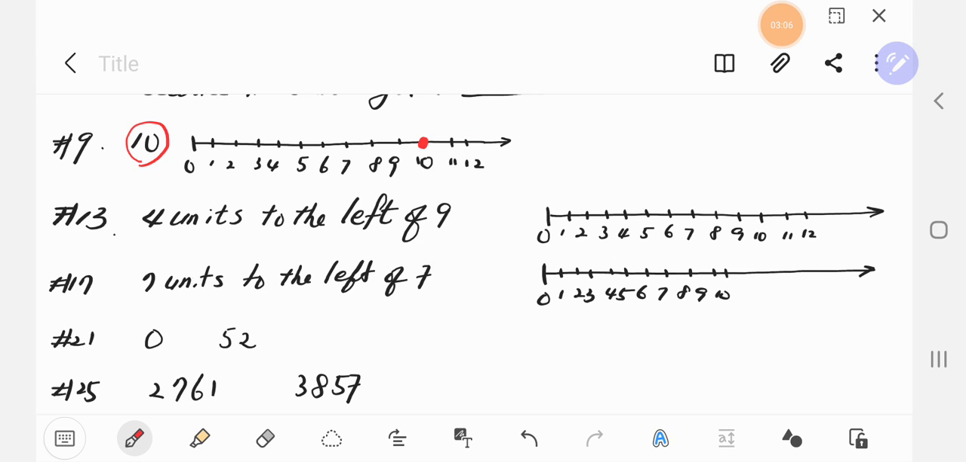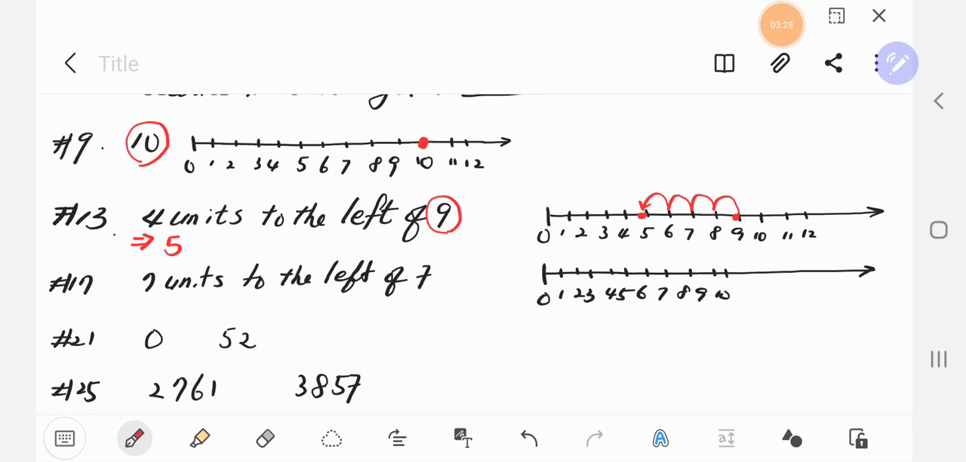Okay, number 13. 4 units to the left of 9. So starting from this number 9, put the 9 here. From this number 9, we will move 4 units to the left. So 1, 2, 3, 4 to the left. Then the number is 5. So the answer will be 5.